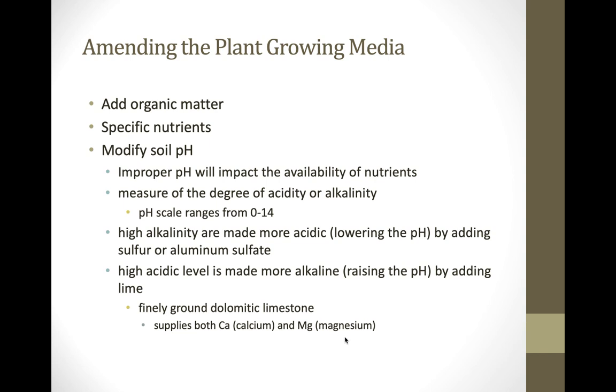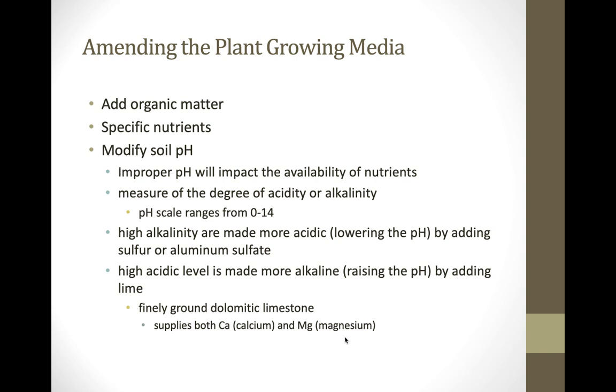Sometimes, whenever we're looking at planting media, we don't have everything we need. We don't have exactly the soil the way that we want it. And so sometimes we have to add stuff to it in order to get it the way that we want it, in order to be able to grow the plants the way that we want to grow them.